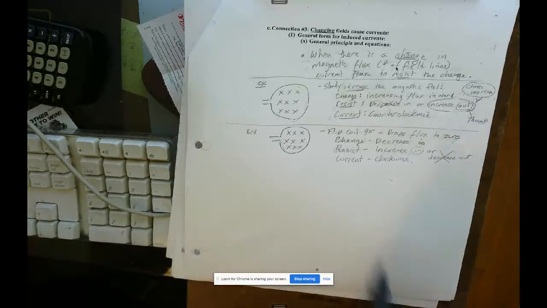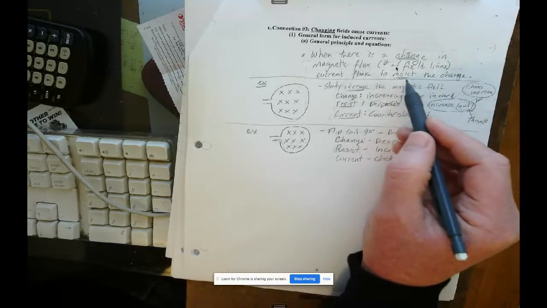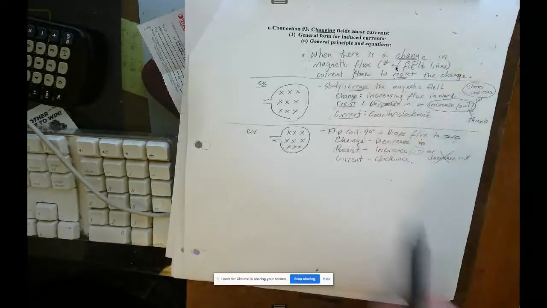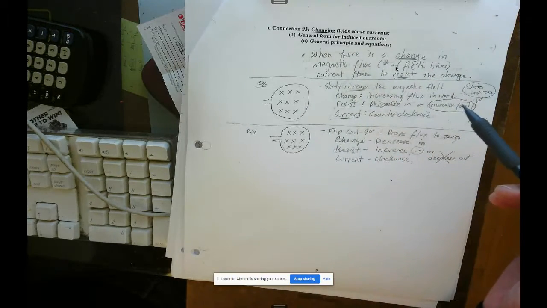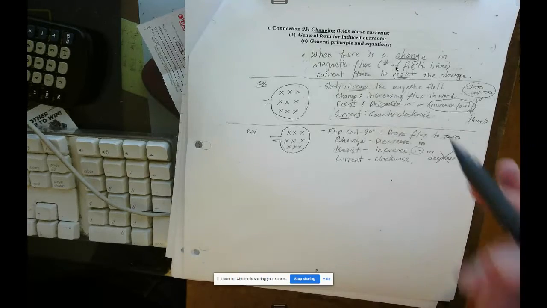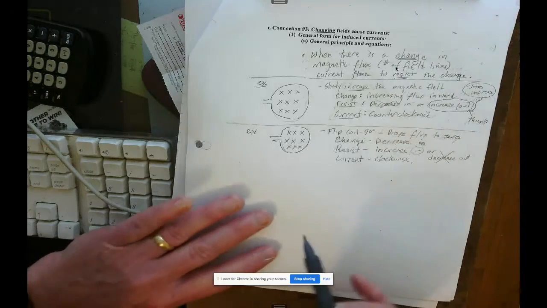Okay, so the important things to remember is there has to be a change in flux. The current flows to resist that change. All right, and you're going to have to figure out the direction that the current flows in order to resist that change. And one really kind of important real life application of this is almost all of our electrical power is generated this way.